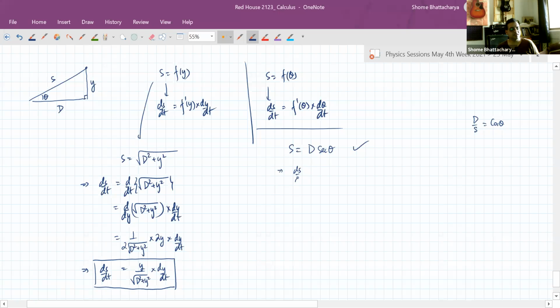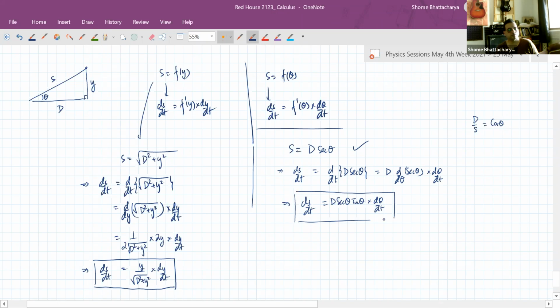So ds by dt is, so that is d into rate of change of sec theta. Okay. Now you know that sec theta's differentiation is what? This. That will become this. Okay. So this becomes a formula in terms of theta. Okay. Now at the given instant, what is happening?